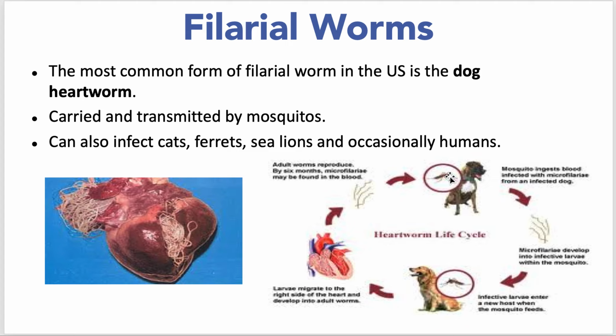Mosquitoes will ingest the blood infected with the worms from an infected dog. They develop the larval form within the mosquito, and then the infected larva will enter a new host. So, like, one dog has heartworms, gets bit, the worms develop in the mosquito, then bites another dog, and then that dog gets the worms in it, and then the larva will migrate to the right side of the heart and develop into adult worms there, and then the cycle can repeat itself.